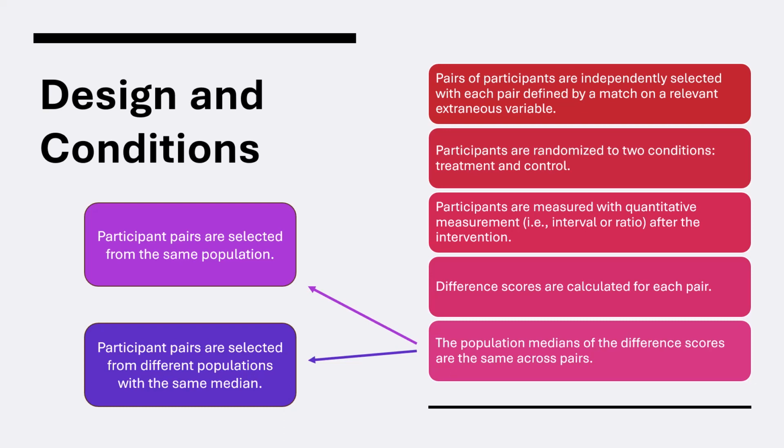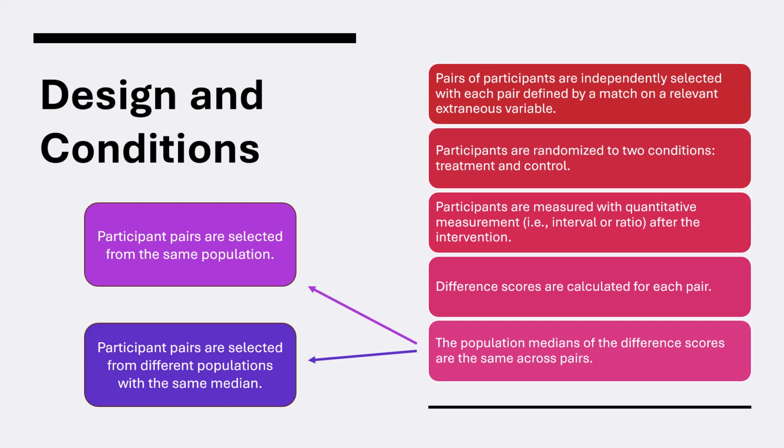If you're selecting from different populations based upon some extraneous variable, and that extraneous variable interacts with the treatment, you would not expect that the treatment would have the same effectiveness from one population to another, and therefore the medians of the difference scores would not be the same across the pairs. Except in one situation, and that is if the treatment has no effect. In that case, the median of difference scores is going to be 0, regardless of which population you're selecting from.